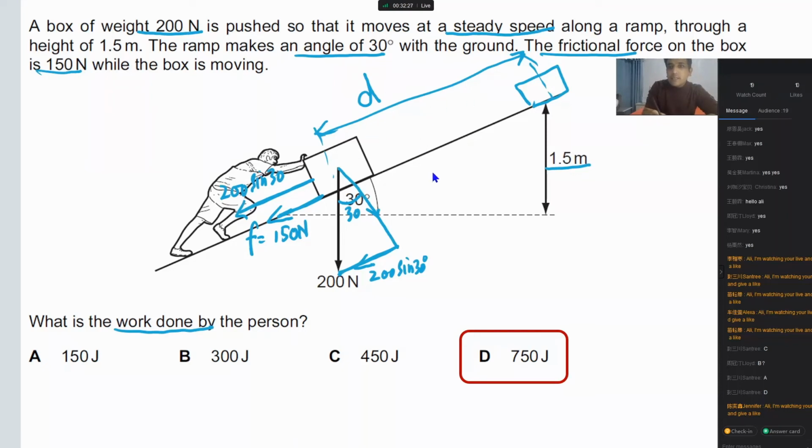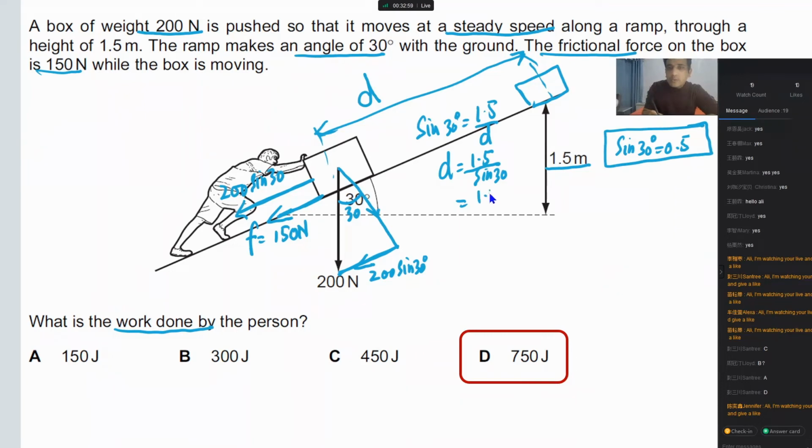If I need to find D, simply, sine of this angle is equal to 1.5 divided by D. So D is 1.5 divided by sine of 30 degrees. But sine of 30 degrees is equal to 0.5. So D is 1.5 divided by 0.5, which gives 3.0 meters. So this distance is 3.0 meters.